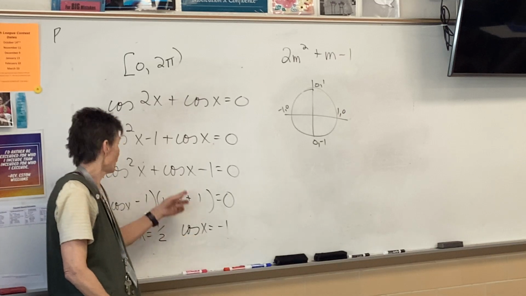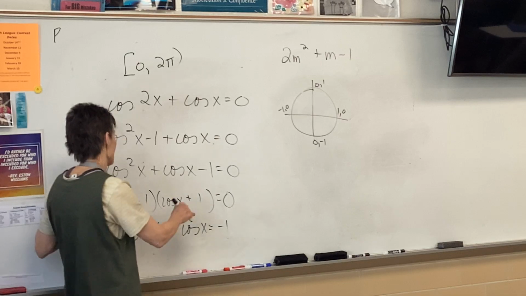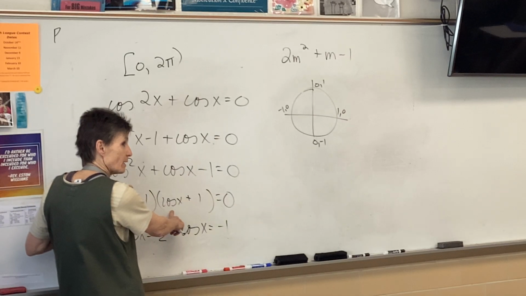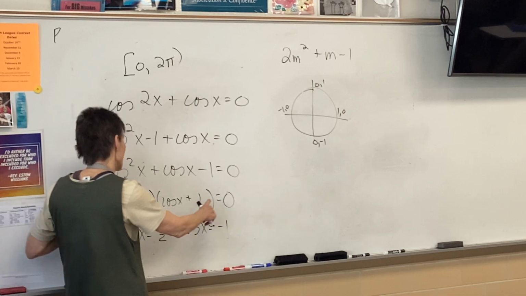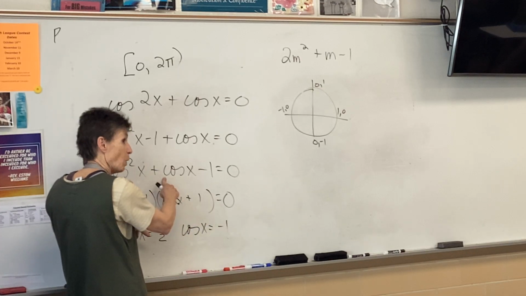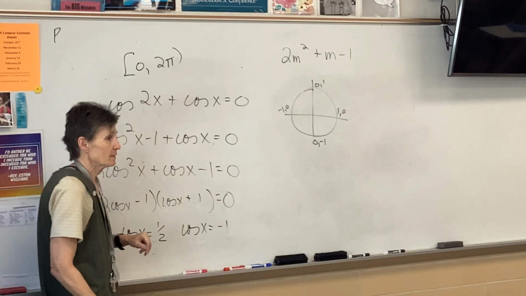Foil it. If you foil it, you get this. How? If you put -1 and cosine, how is that possible? 2 cosine squared, plus 2 cosine minus cosine. Positive 2 minus 1 is 1. And negative 1 times 1 is negative 1. Okay?